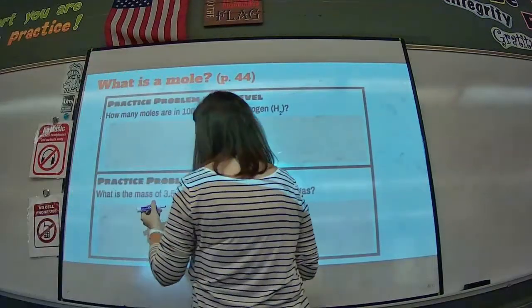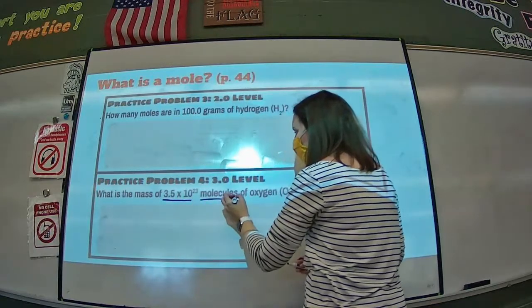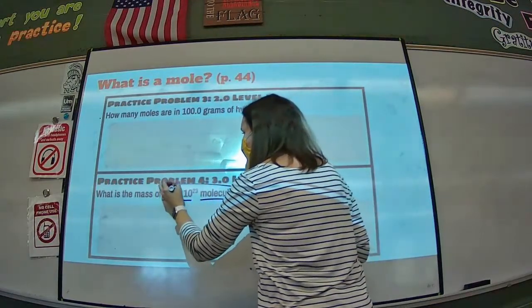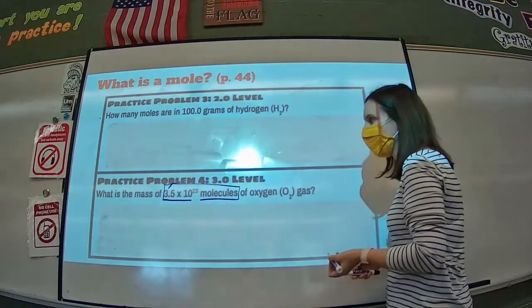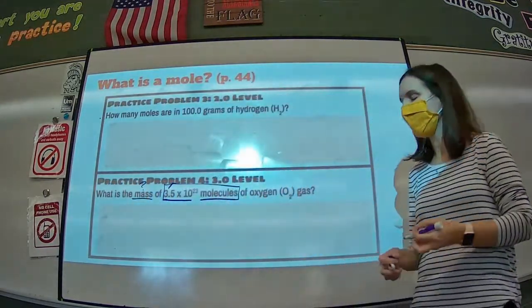So if I look here, I'm given 3.5 times 10 to the 23rd molecules. So this is my starting value. And it says, what is the mass? So this is what I'm looking for, is the mass. So I'm given molecules, I want to go to mass.